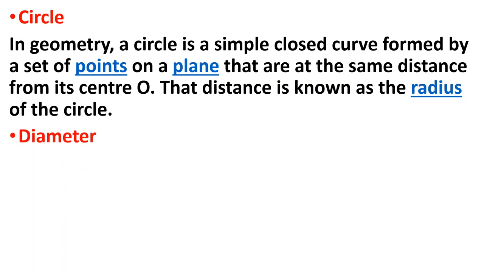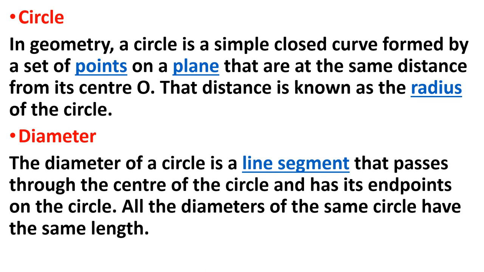Now next is diameter. The diameter of a circle is a line segment that passes through the center of the circle. That we all know, that diameter passes through the center of the circle and its endpoints lie on the circle. It has two endpoints and both lie on the circumference of the circle. So two conditions must be fulfilled for a diameter. First, it must pass through the center. Second, its endpoints lie on the circle. All the diameters of the circle have the same length.